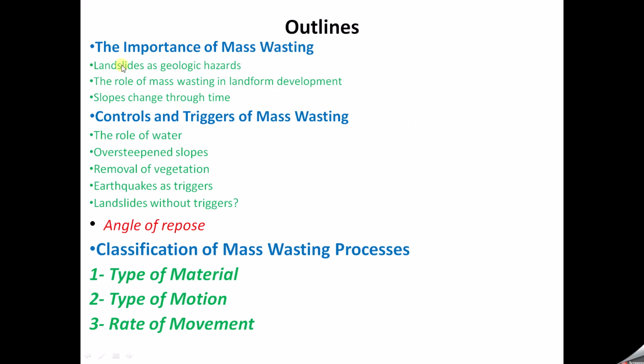Outline of this talk: the importance of mass wasting, landslides as geological hazards, the role of mass wasting in landform development, how slopes change through time, controls and triggers of mass wasting, role of water, oversteepened slopes, removal of vegetation, earthquakes as triggers, and landslides without triggers. And then we'll go through the angle of repose, and the classification of mass wasting processes based on type of material, type of motion, and rate of movement.